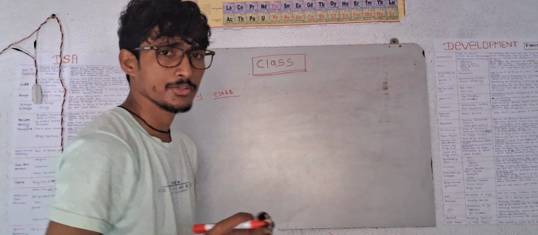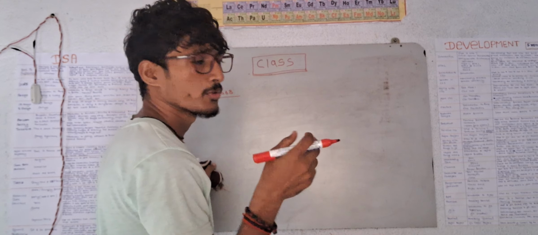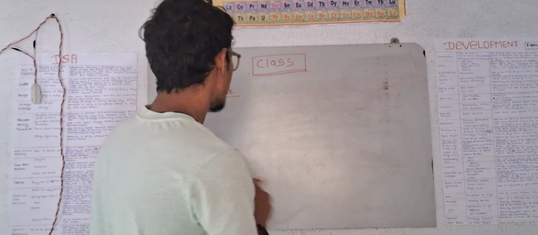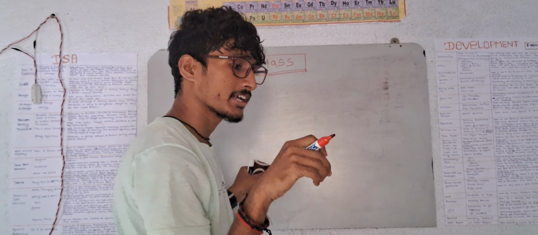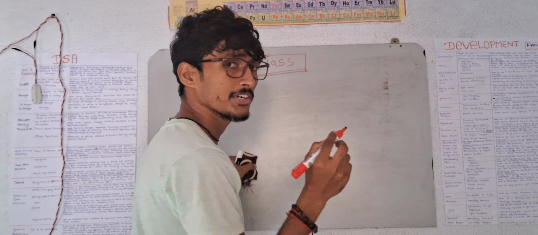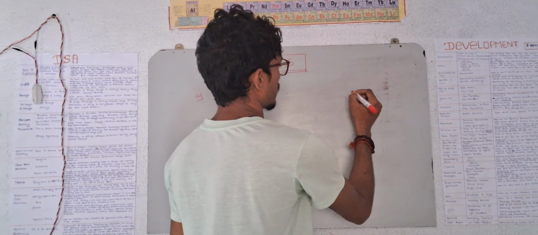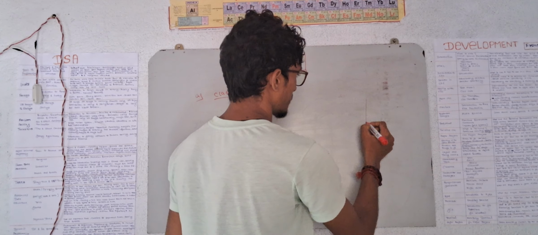In your mind, the first question will arise: what is class and why do we use class? Basically, let's take an example. If you have water and you have to put that water in your bottle and put it inside the fridge. Let's make a fridge.